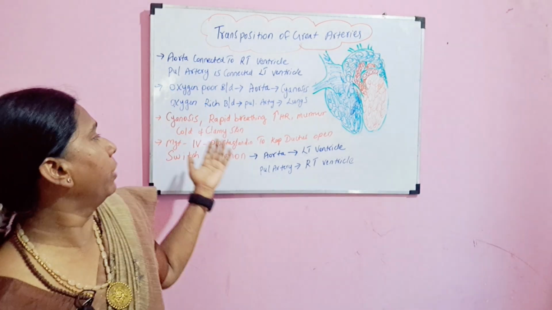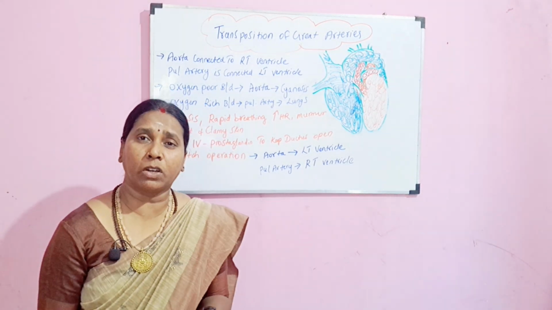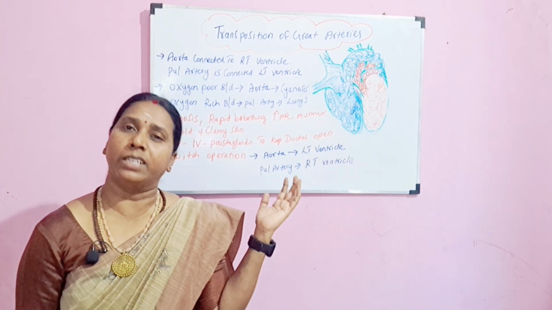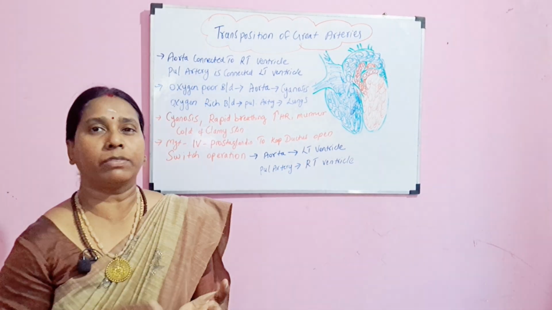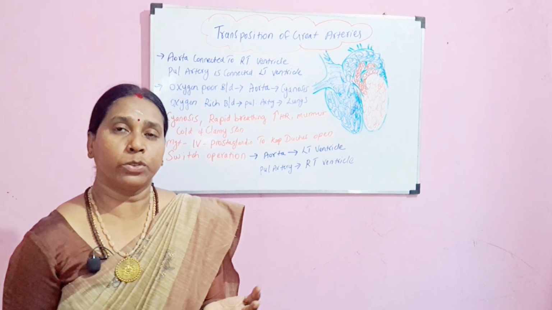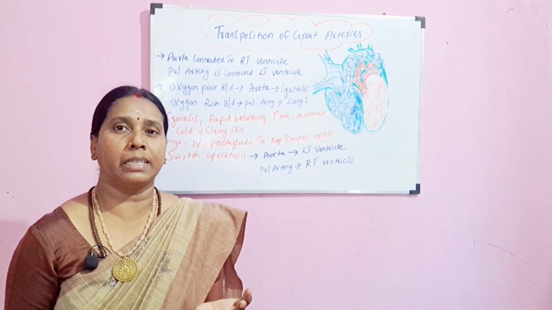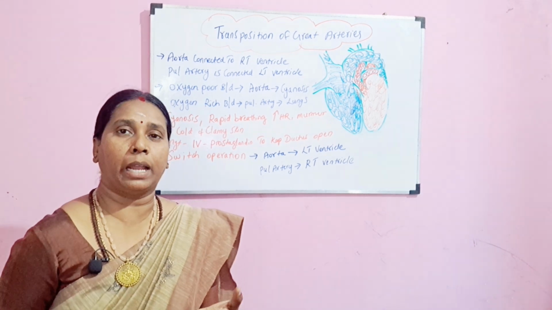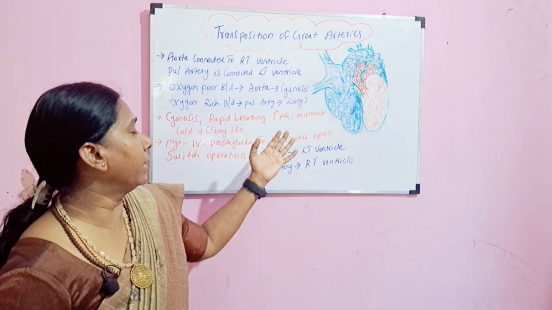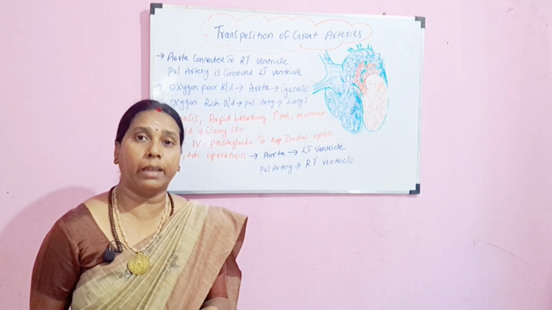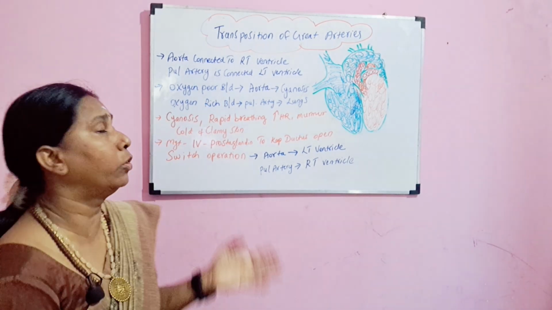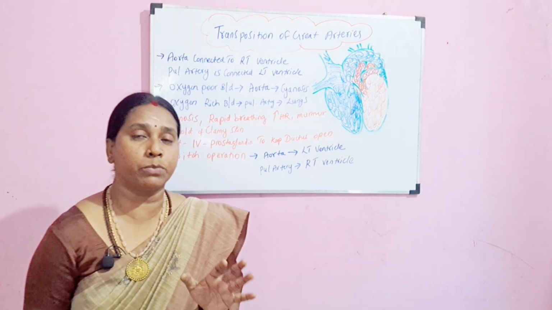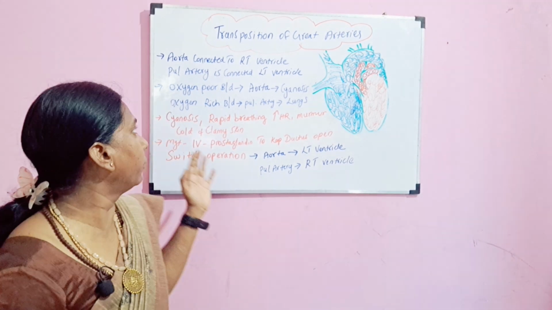Usually the baby will present with cyanosis, because the blood from the right ventricle going for circulation is deoxygenated blood. When there is cyanosis, as a compensatory mechanism the child will have severe breathing difficulty and tachypnea. This is followed by increased heart rate, murmurs, and cold and clammy skin. So these are the signs and symptoms of transposition of great arteries.